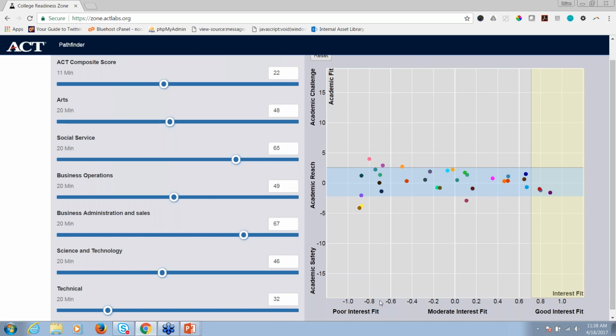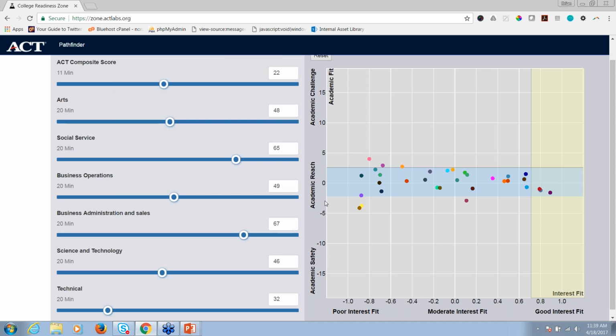So those profiles and the correlation that Jeff showed, if there's a better or higher interest fit with a major, then the major will be plotted to the right. So it goes from poor fit, -1, to good fit, 1. And then on the y-axis, majors are plotted in terms of academic fit.